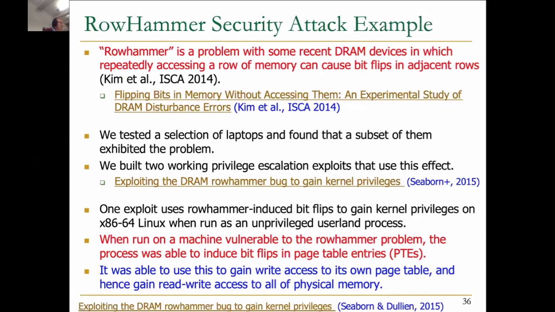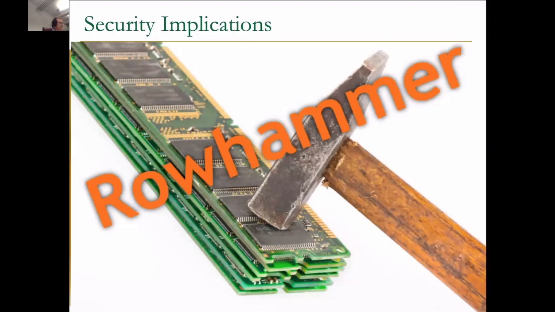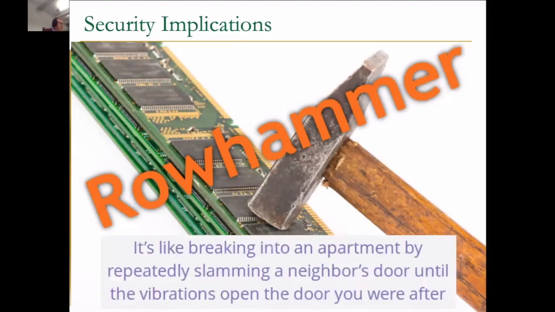And if you gain write access to your own page table, now all bets are off. You can gain any type of access to the entire system. This is known as the RowHammer vulnerability, and it has many security implications, but that's the core of it, basically. I like this nice description from a famous hacker on the internet.